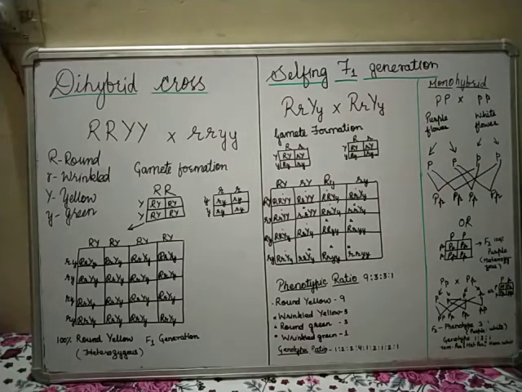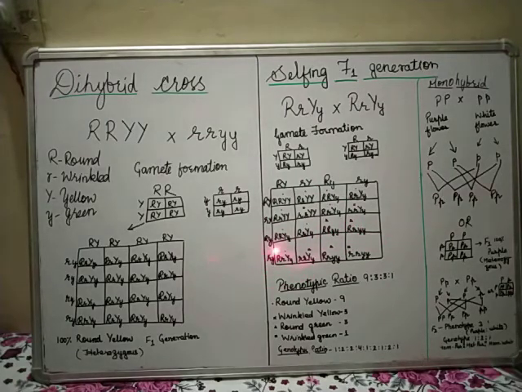And on combining, RR with YY, and capital R small r, then capital Y capital Y. In this way this gamete will combine with all these four. Again this gamete we will combine with all these four. Here this gamete will combine with this one, and we will arrange it over here.